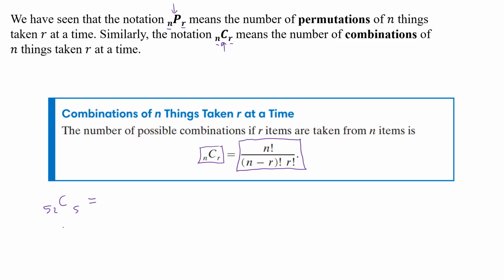Well, that's going to be what? And the other way to do it is using factorials. So n is 52, and we'll have 52 factorial divided by 52 minus 5 factorial times 5 factorial. We're going to use our calculator and see if we can get those to be the same answer.